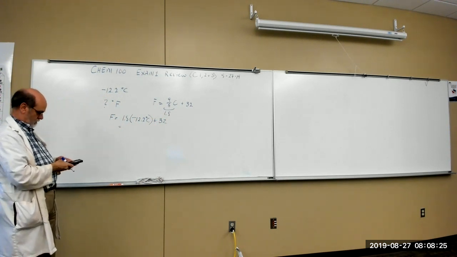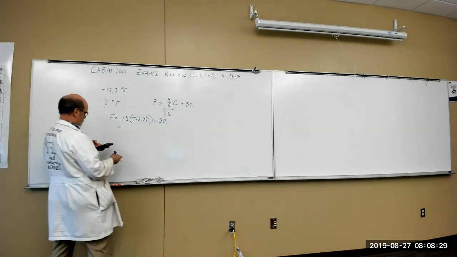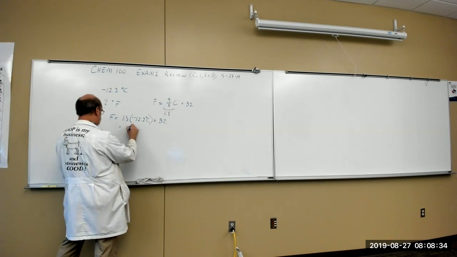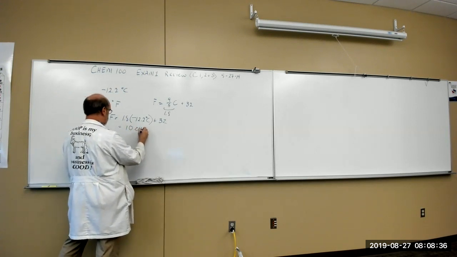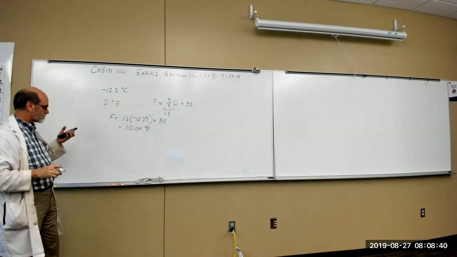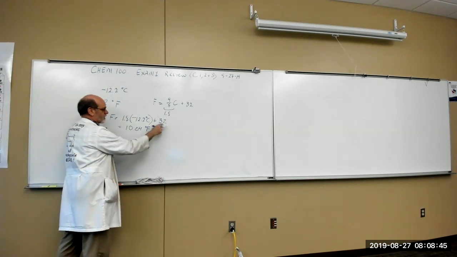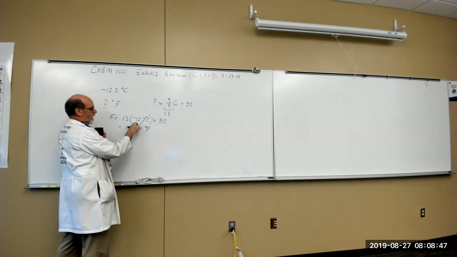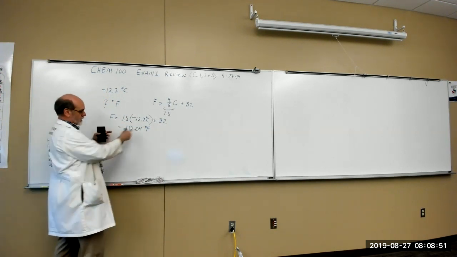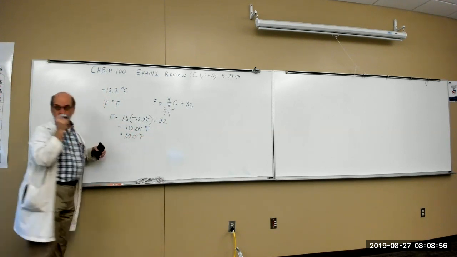Change that sign, 1.8 times -12.2 plus 32, and my calculator tells me it's 10.04 degrees Fahrenheit. But of course, that's an exact number. So we only have to satisfy three significant figures. So this would be rounded off to 10.0 degrees Fahrenheit.